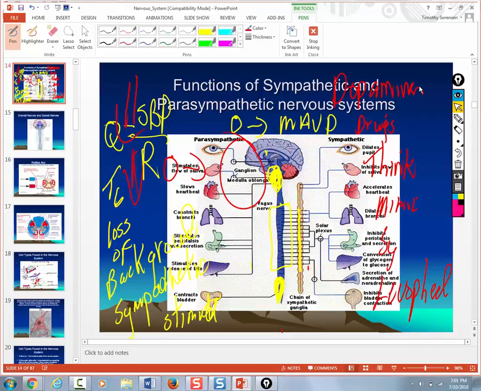So below C7 and above T1, right? In this area, they're going to be a quadriplegic. So anywhere below C1 and above T1, they're going to be a quad. And above C5, they're going to require mechanical ventilation. So you can look at a quad and determine whether or not they're going to require mechanical ventilation or where they're injured. Did you follow that? A little bit? Yeah or no? All right.